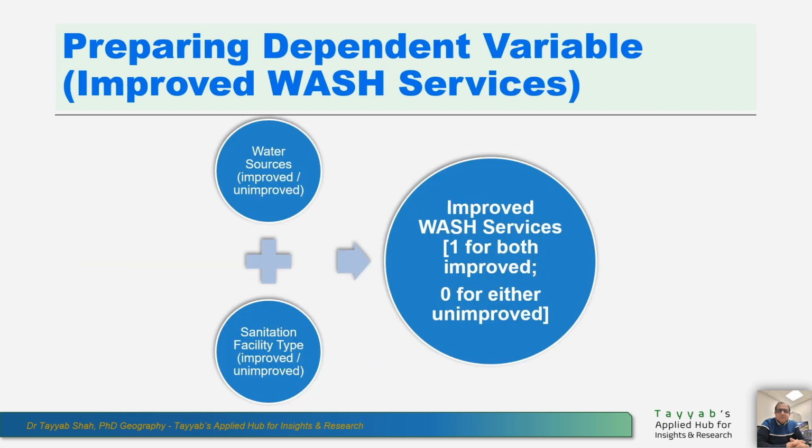So what I did, I put the access to water sources and sanitation facilities, categorized them, and then put them together and made a composite indicator outcome variable, or you can say our dependent variable, where we have 1 where both services, water and sanitation, have improved, and then the rest of the cases are not improved.